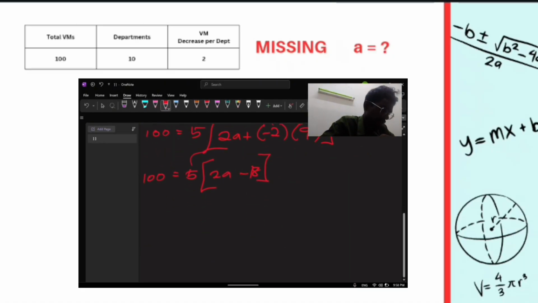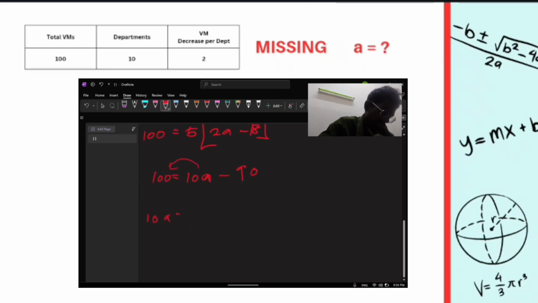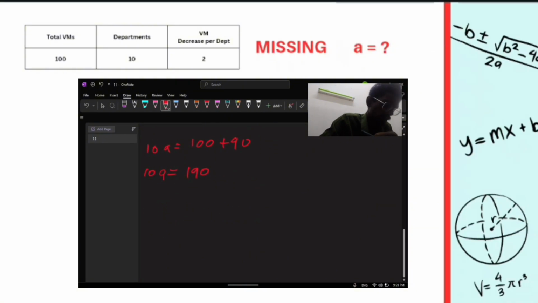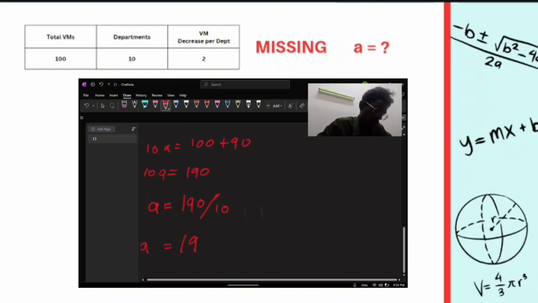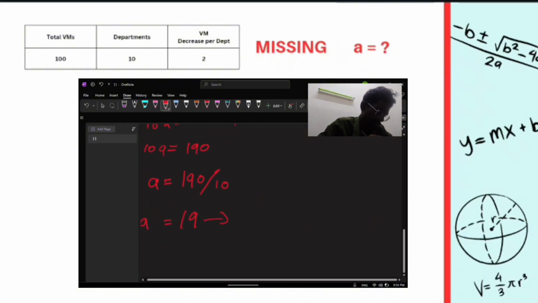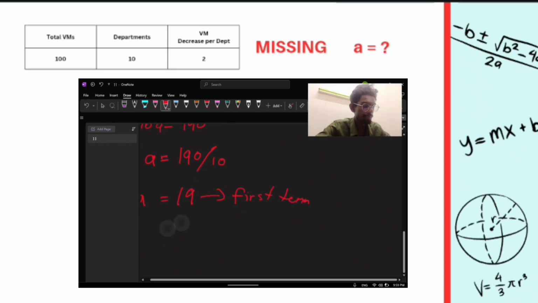Now let's multiply this. 5 multiplied by 2a becomes 10a. 5 multiplied by negative 18 becomes negative 90. So let's find out the value for 10a. 10a equals 100, and negative 90 becomes positive 90. So the value for 10a is 190. Now the value for 1a is 190 divided by 10, which is 19. So our a, which is the first term, is 19, which means the number of virtual machines that will be allocated to the first department is 19.